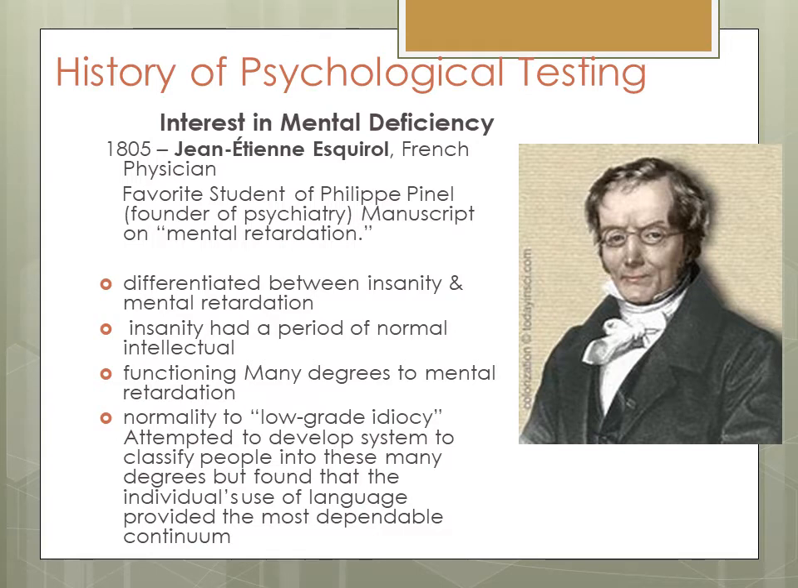So one of his bases to measure mental retardation was actually the language. As I can recall, if a child was able to make at least phrases, that child is near normality. But if a child wasn't able to make phrases, only sounds, that's closest to low grade idiocy. So Esquirol used language as a basis to measure mental retardation. Okay, so again, that's Esquirol in 1805. He became interested in mental deficiency.